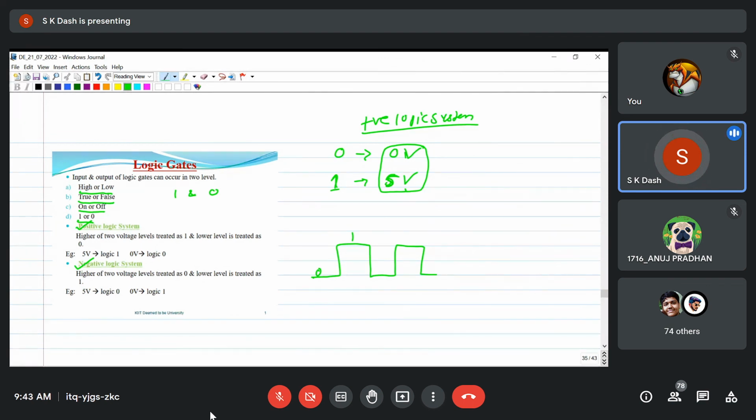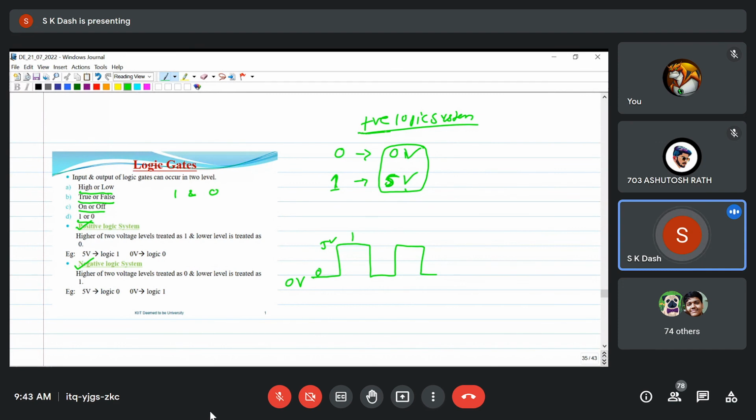Ultimately, they are nothing but voltages. If logic 0 is 0 volt and logic 1 is 5 volt, out of 0 volt and 5 volt, which is larger? 5 volt. That means it is a positive logic system. In positive logic system, the higher of the two voltage levels is treated as 1, and the lower one is treated as 0. If it is opposite, it will be called a negative logic system.